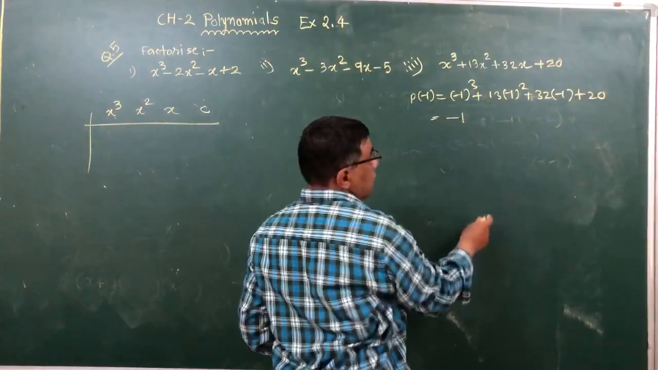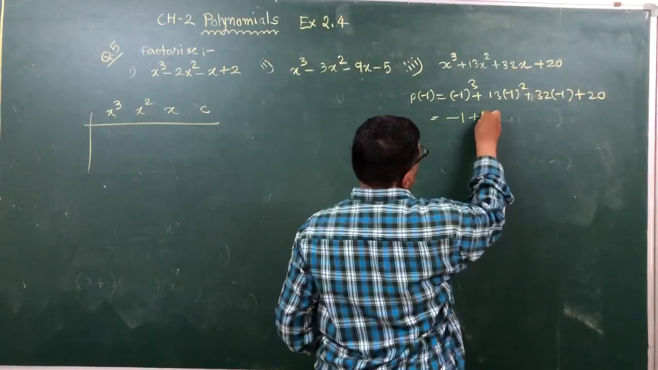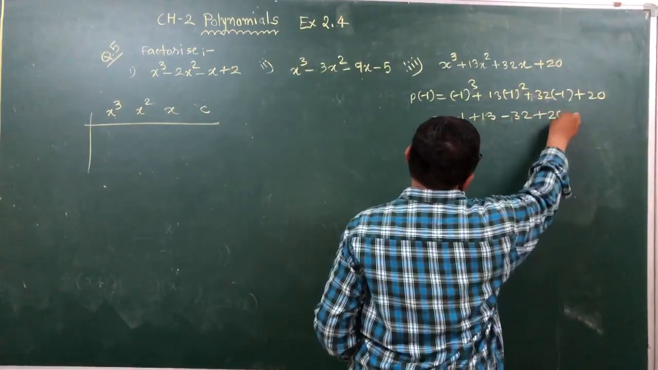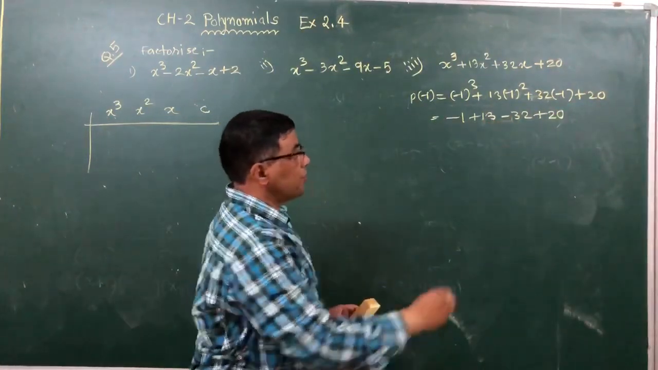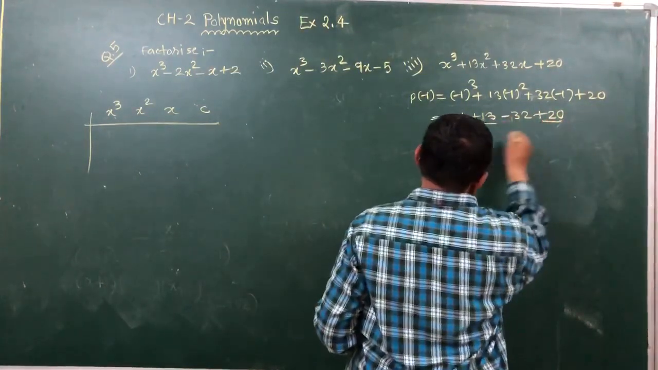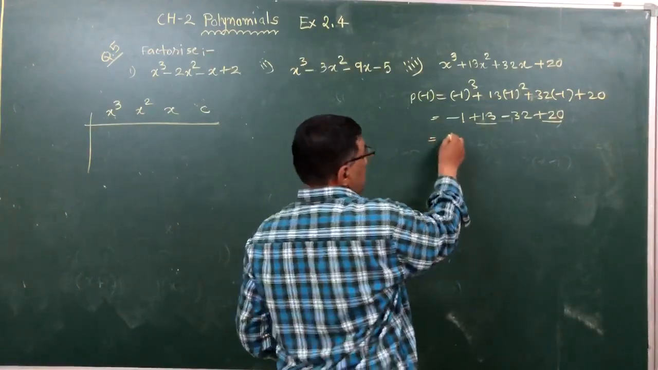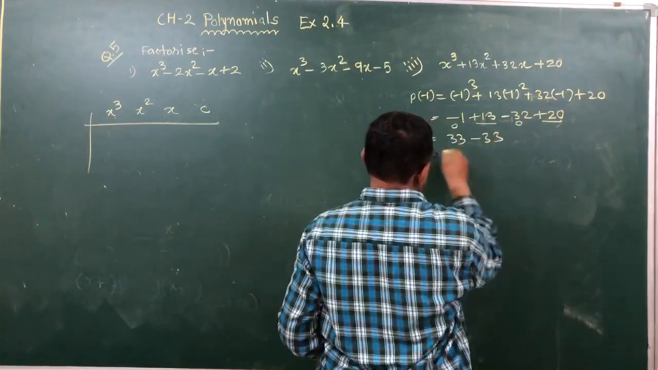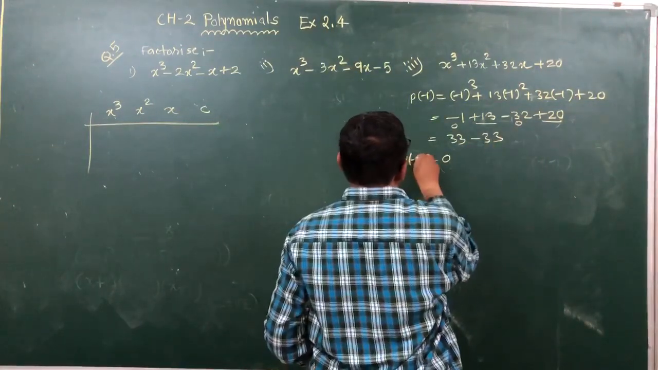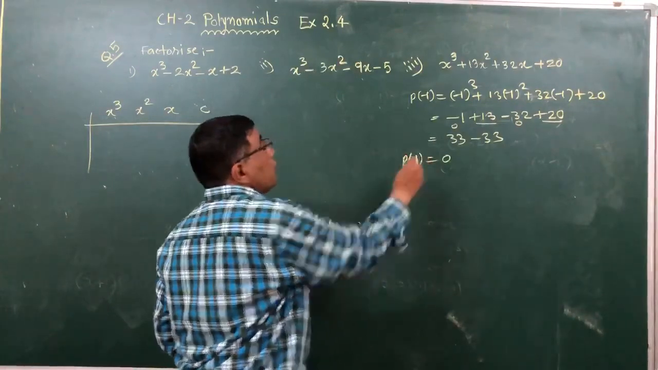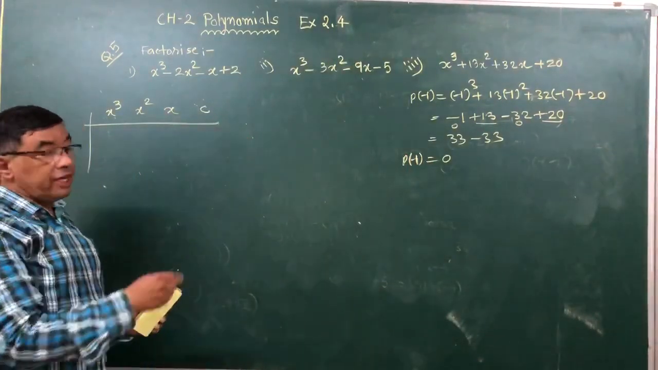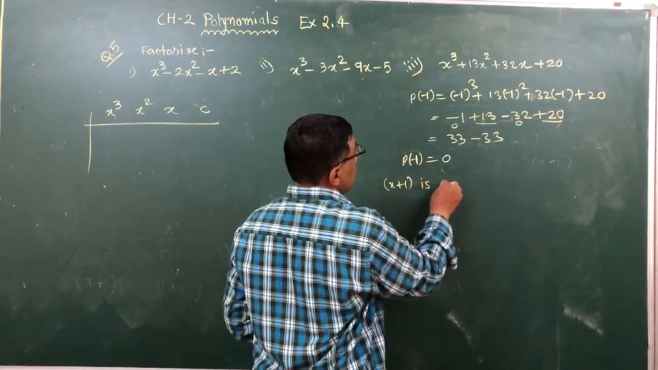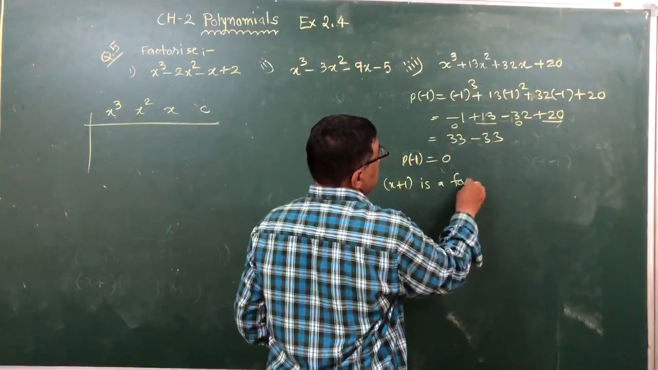Minus 1 cube is minus 1. Minus 1 square is 1, so plus 13. Here is minus 32 and plus 20. Now if we add these all, the plus signs give us 33 and these two give minus 33. So we are getting 0 for P of minus 1. So P of minus 1 is equal to 0, therefore we write that x plus 1 is a factor.